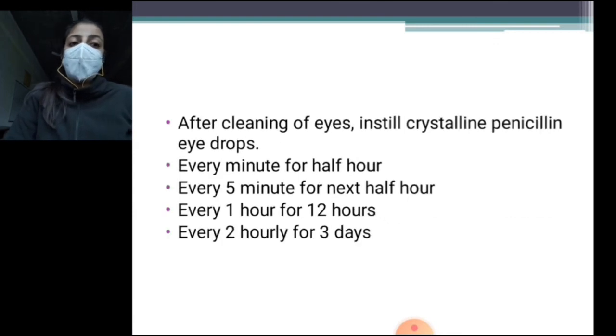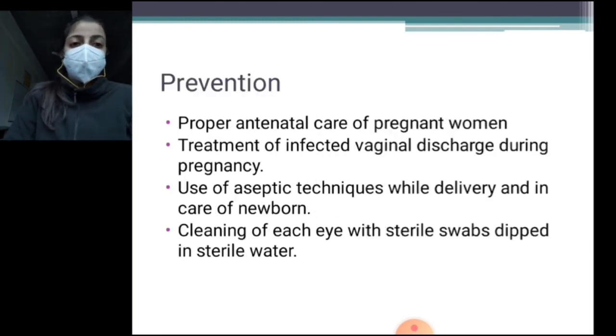After cleaning of the eye, instill crystalline penicillin eye drops every 5 minutes for half an hour, every 5 minutes for the next half hour, every 1 hour for 12 hours, and every 2 hours for 3 days.